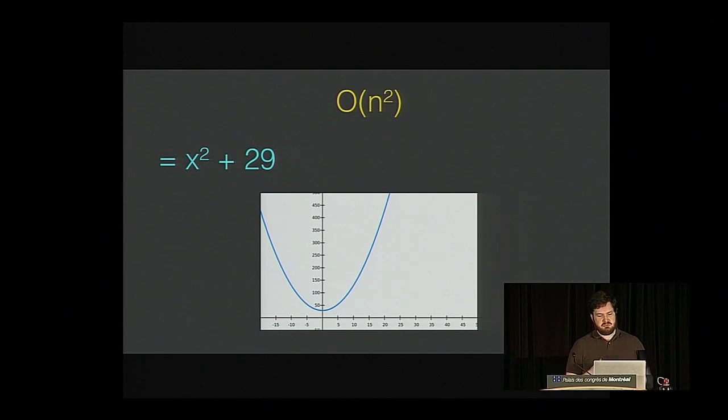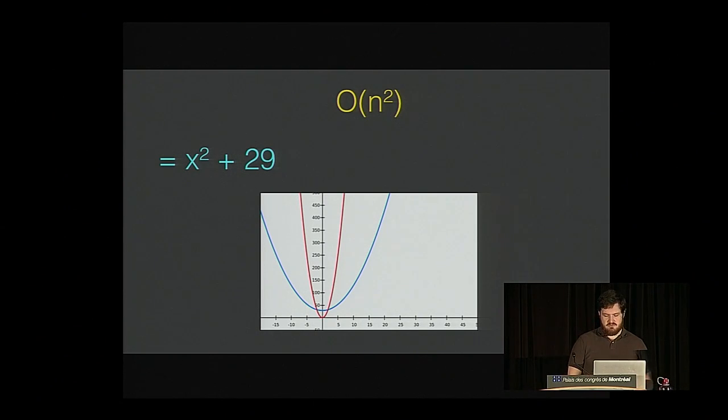So if this is truly O of n squared, we should be able to plot some constant times n squared, and this function will never cross it. So here we're plotting 10 times x squared, and you'll notice that the blue line will never cross this red line for values greater than 3. So this does in fact validate that this is an O of n squared function.